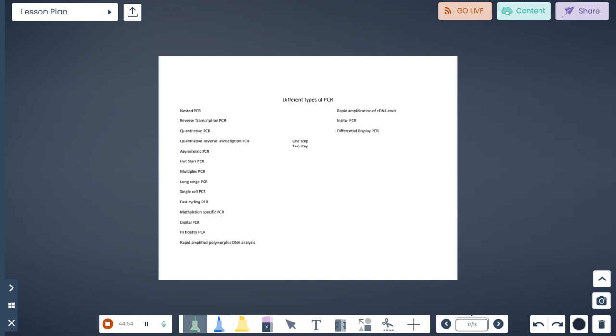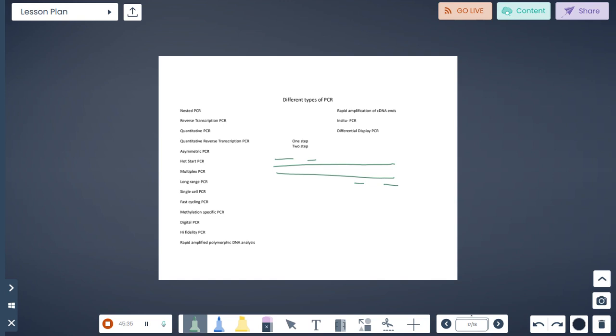One is nested PCR. Nested PCR means, suppose you have a template like this, you will design a primer for this, and it will be amplified, and in the PCR tube reaction there will be one more set of forward primer and reverse primer within this. So this is called a nested PCR. Reverse transcription PCR means when you are using RNA as a template. When you are using RNA as a template for PCR, that RNA has to be converted into cDNA by a reverse transcription reaction. Then after that, that cDNA you are amplifying by the PCR reaction that we have discussed now.